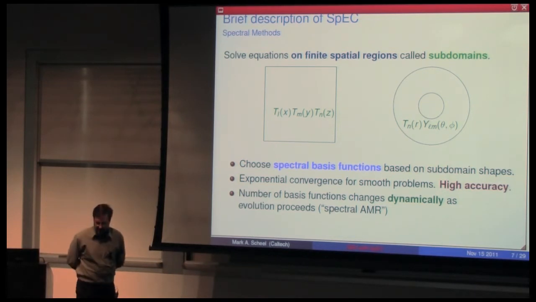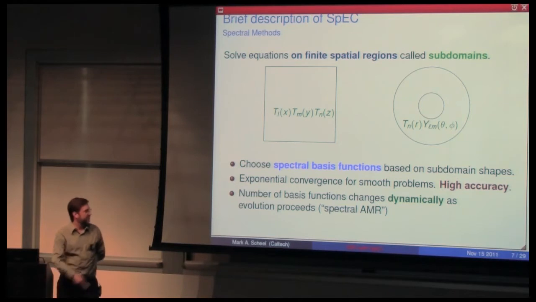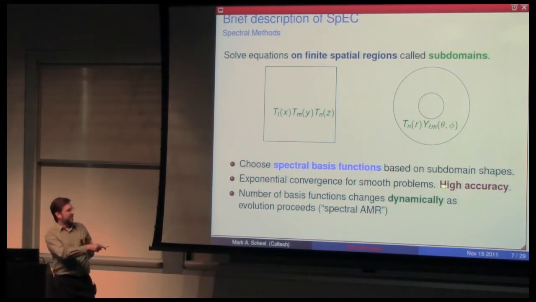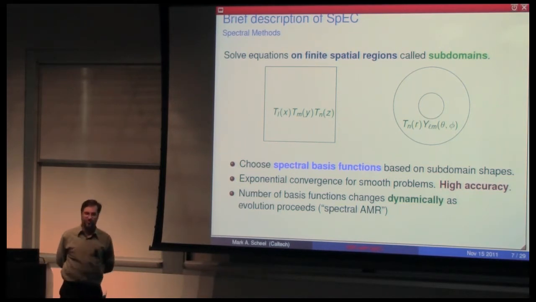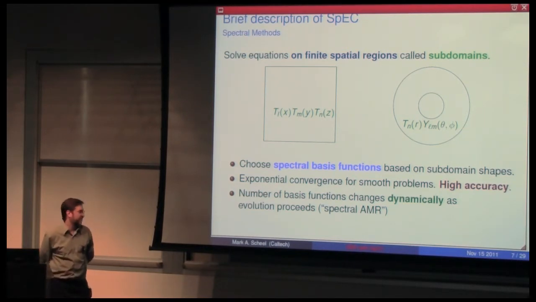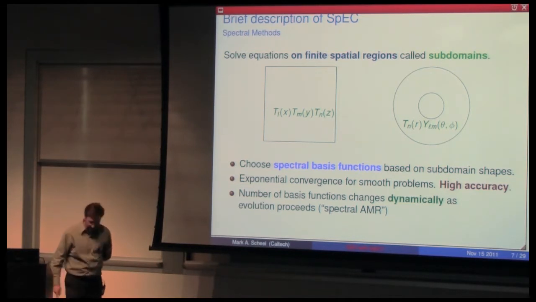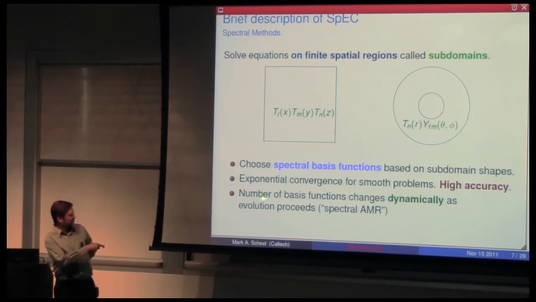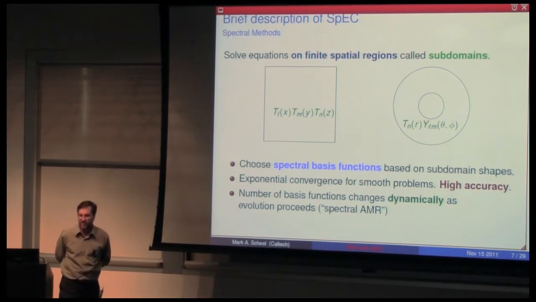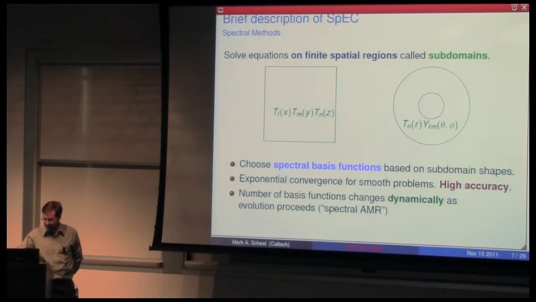We then solve the equations spectrally, and by doing this you get exponential convergence for smooth problems, as opposed to polynomial convergence, which you get for finite difference methods, and this gives you very high accuracy for smooth problems. One thing that's been added recently by Bayless-Zalagi is that the number of basis functions in SpEC can now change dynamically as the evolution proceeds. This is known as spectral AMR, and this has done wonders for our robustness.